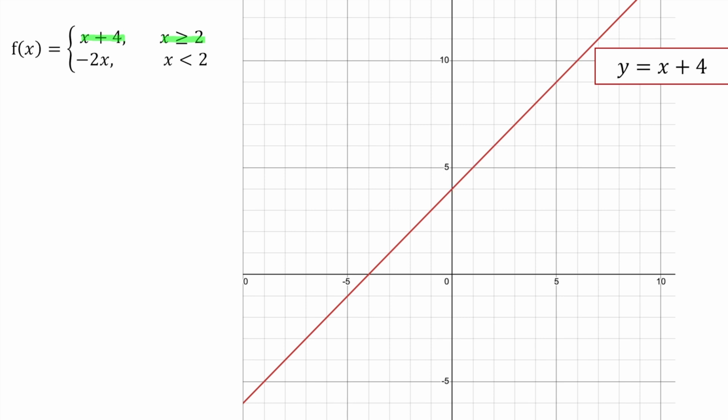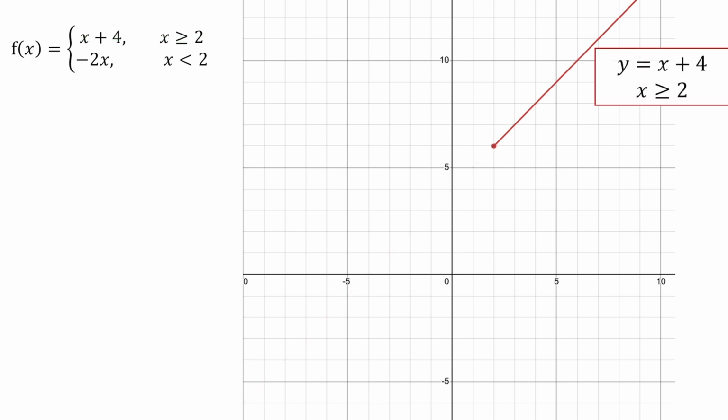What I'm going to start with, on my right, is the graph of y equals x plus 4, drawn without any restrictions. But our piecewise function says I only want this graph for x values that are greater than or equal to 2. So when I jump to my next slide, can you see now that I only have this graph for values that are greater than or equal to 2 along the x-axis?